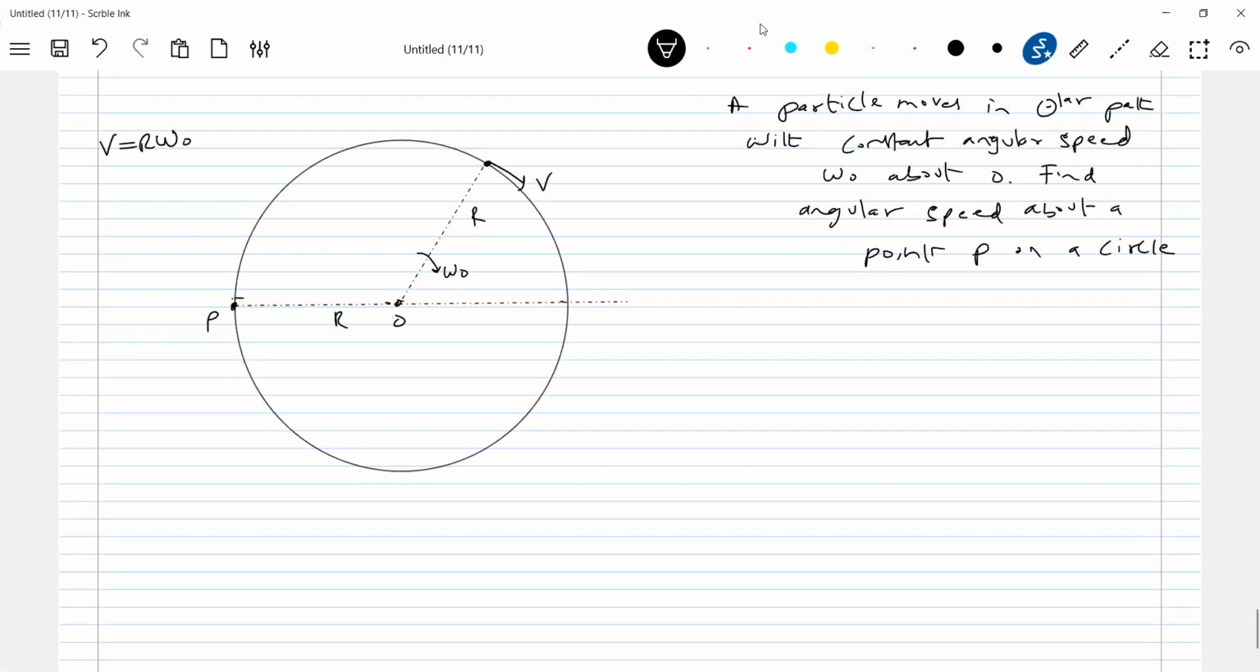Actually, the particle is moving in a circular path. Now, what is the angular velocity about O? Omega naught, I will write. That is given to us. So the tangential speed is this much. Now I am asking, what is the angular velocity about P? Will it be the same or different?